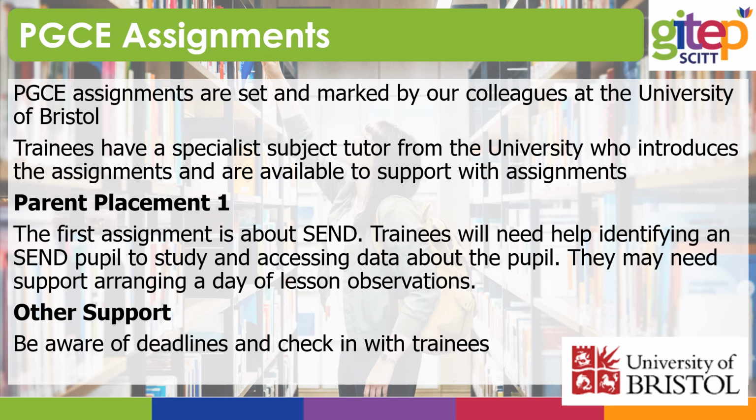The first assignment takes place during Placement 1 and is about SEND. Trainees have to select an SEND pupil to study, so they will probably need help identifying a pupil and then accessing that pupil's data. They may also need support arranging a day of lesson observations, as they have to do a pupil pursuit and watch at least 5 lessons with that pupil.